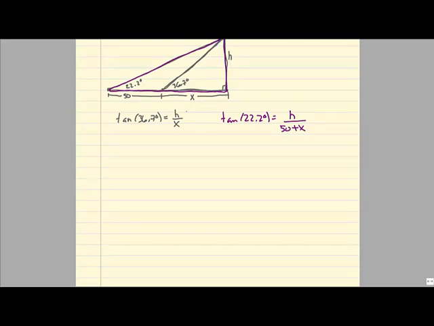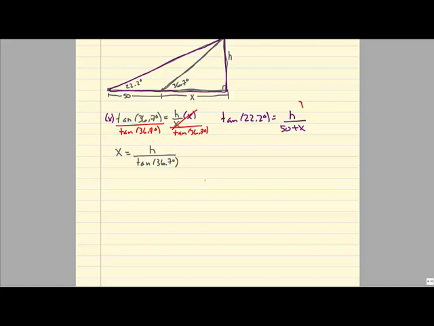So if we solve both of these for x, I'm going to multiply both sides through by x, and here they'll cancel. And then I'm going to divide through by tangent 36.7 degrees. So for this smaller right triangle on the right, I am left with x equal h over tangent 36.7 degrees. So x equals h over tangent 36.7 degrees.